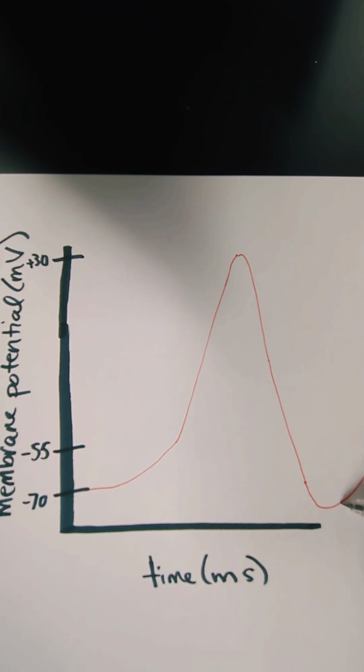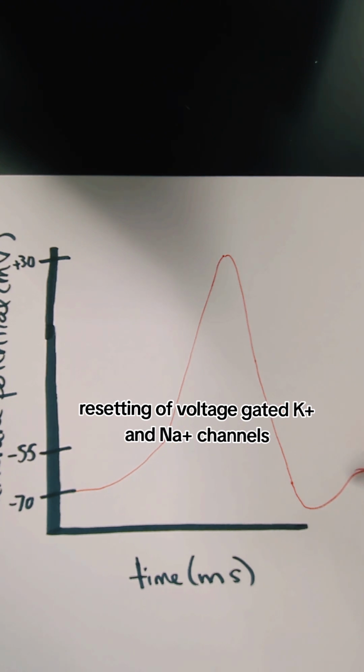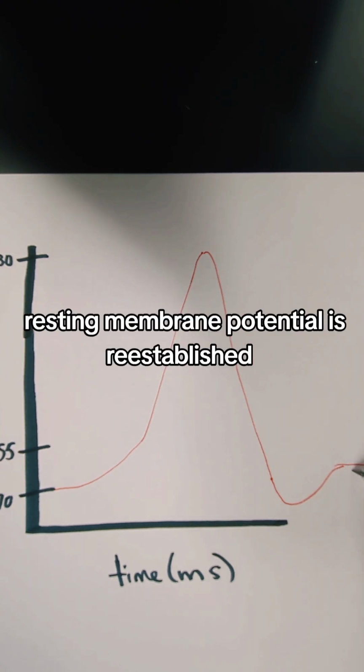From there, there's going to be resetting. The rest of the voltage-gated potassium channels are going to close, and the voltage-gated sodium channels are going to reset so that we can reestablish the resting membrane potential, and it is ready for another action potential to occur.